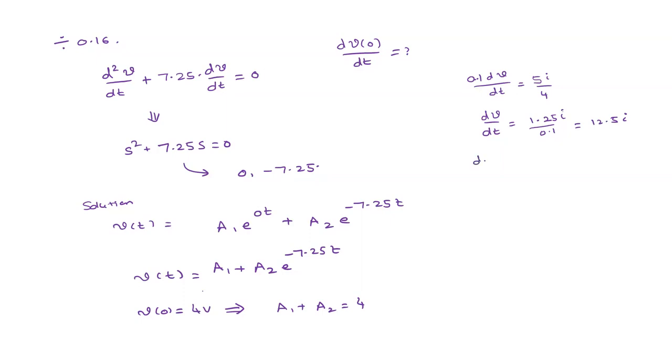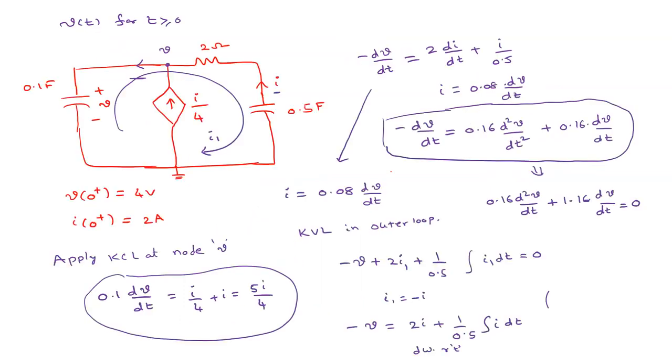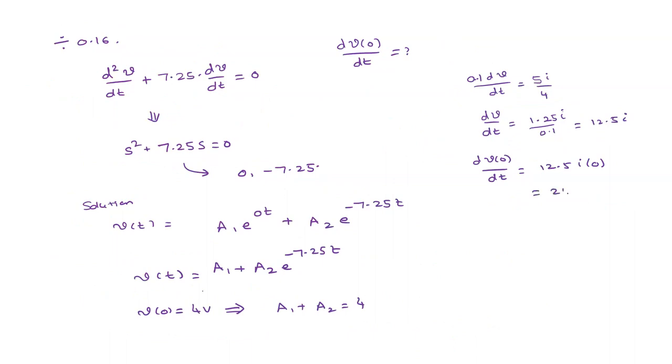So if you substitute, dv/dt equal to 12.5 into I of 0. So I of 0 value is already given, right? In the data, I of 0 value is given. What is I of 0? 2 amperes. So that means this will be 25 volts per second. So dv(0+)/dt is 25 volts per second. Okay, so that means this is equal to 25.